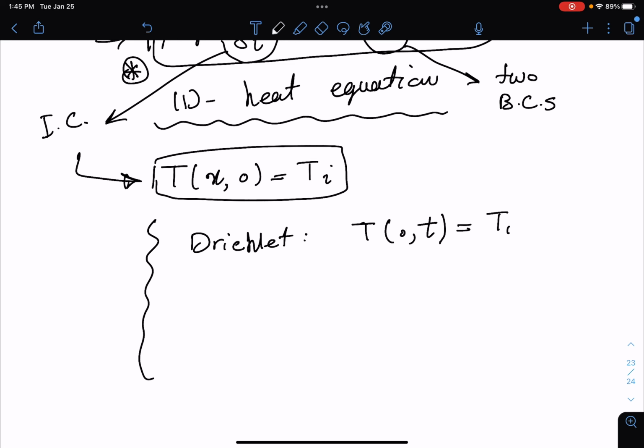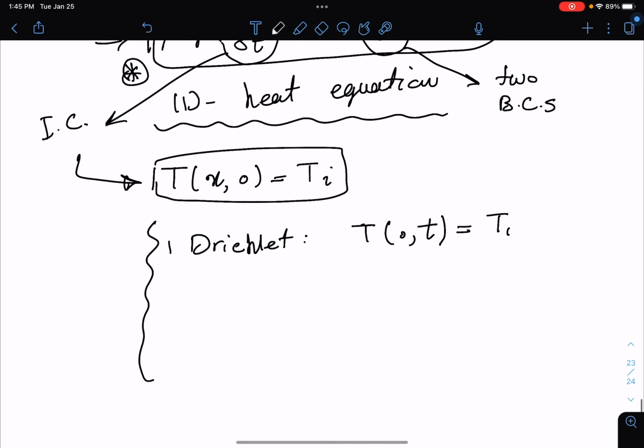Think about it this way. Let's say you have a rod, and one end of that rod is put inside a furnace and is held at a constant temperature. This is your Dirichlet boundary condition, right? And for the initial condition, think about it this way. You start heating a rod from a certain temperature, whatever it is, say 273 Kelvin, okay? Next type of boundary condition is called the Neumann boundary condition.